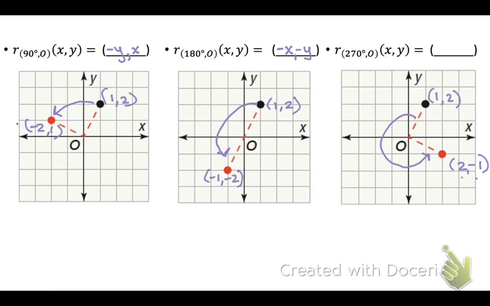Did they switch places again? Yes, like the 90, they switched places, but which one went negative this time? The X. So it's Y, comma, negative X. Now, the beginning slide said 90, 180, 270, 360. Why didn't I put 360 on there? So it just went all the way back to 360 would be back to the original, correct? Okay.